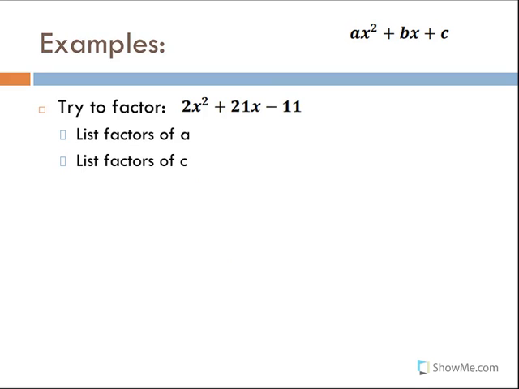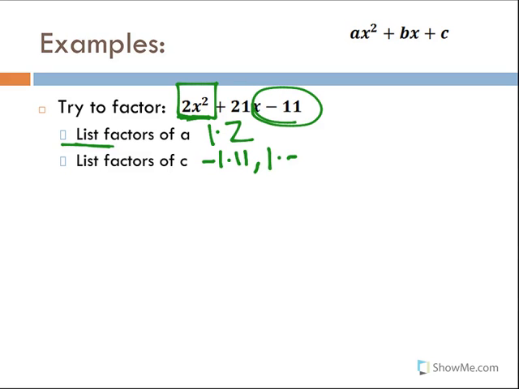Okay. Now, the other way we can do this, like what I have here, is listing your factors of a, meaning what are my possible factors of this? So 1 and 2. And then factors of c: what numbers multiply to negative 11? Negative 1 and 11, or 1 and negative 11, and that's really it. Then we look for what combinations of numbers multiply together to give me the number in the middle. So we need to try some different combos.